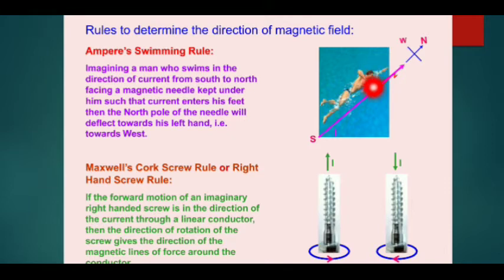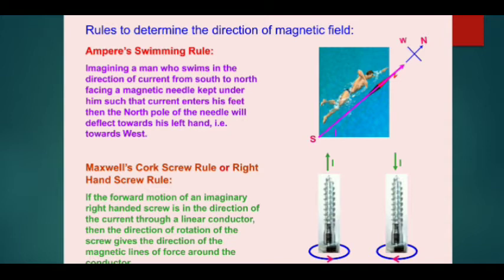Just see that, just imagine from north pole and south pole. Clear? When the current flows like this, this is Ampere's swimming rule. Now come to the Maxwell corkscrew rule or right hand screw rule. Both are the same. This is one screw. The direction of current is outwards here and inwards here. You will see the direction of current is anti-clockwise here and clockwise here.